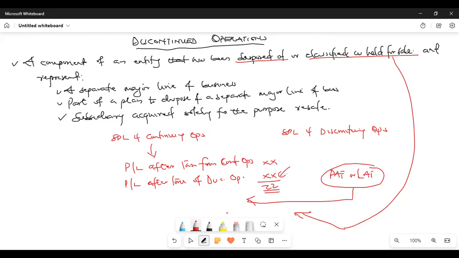Any question? If there is no question, we will be looking at some computational examples. Yes, any question? So think through. If you have a question, bring it on board.